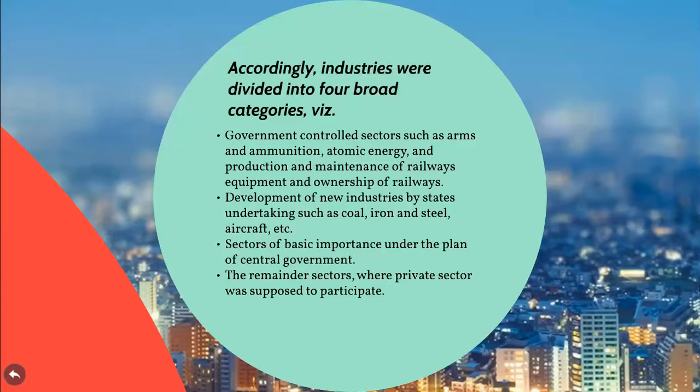The second kind of industries, mostly the state governments were in control. The next third one is the sector of basic importance under the plan of central government. Okay, basic important sectors which are important for the common public of the country. Those sectors were taken. For example, some of the sectors of animal husbandry and agriculture and all those sectors in which the central government had eye on those sectors. Okay, they used to keep a watch. Then the fourth one, the remainder sectors, which were the sectors which were not included in these first three, were given to private people also. Okay, they were supposed to participate in those sectors.